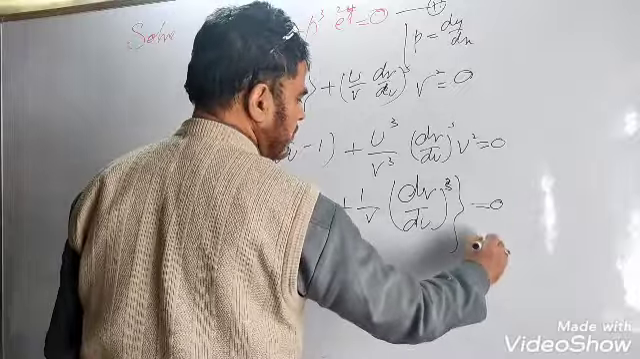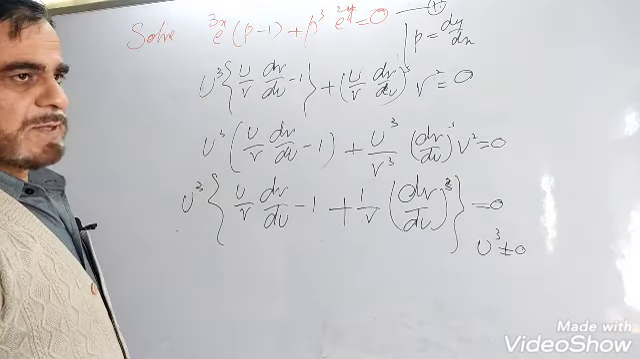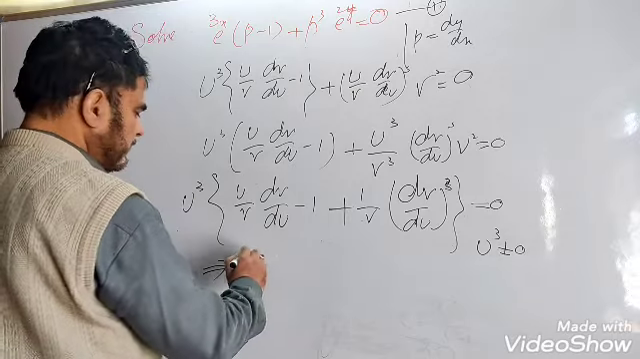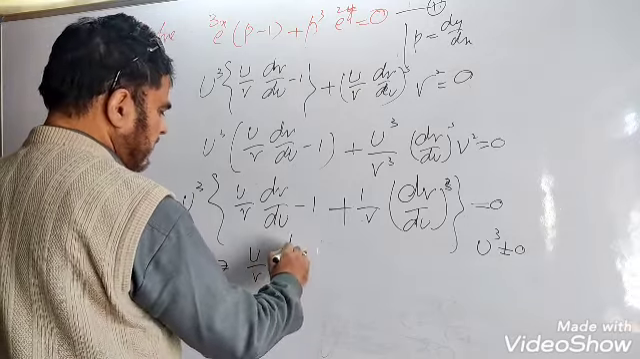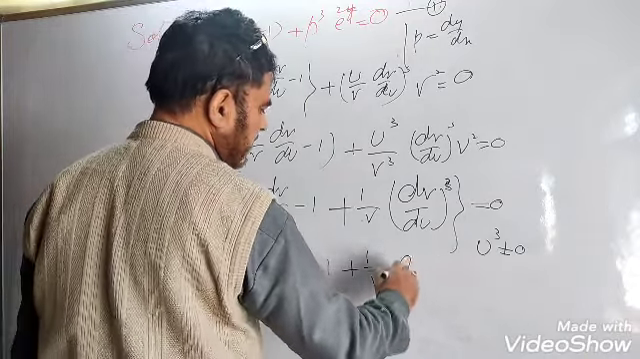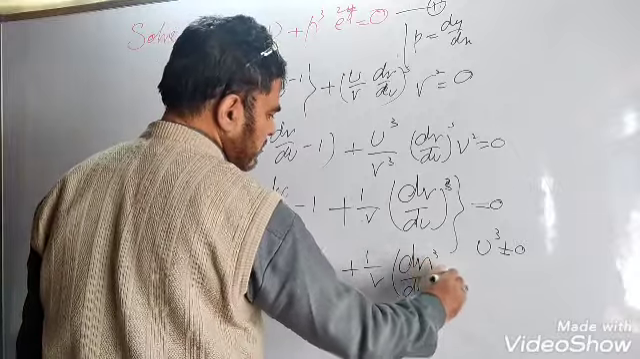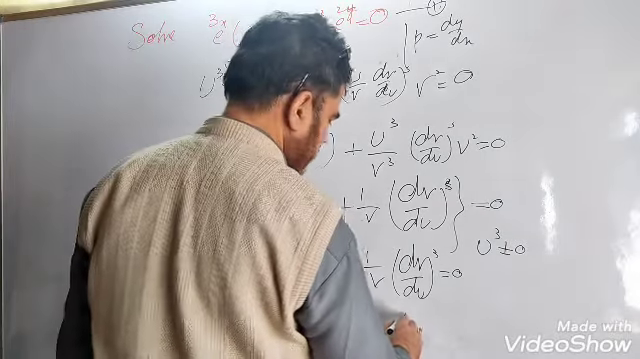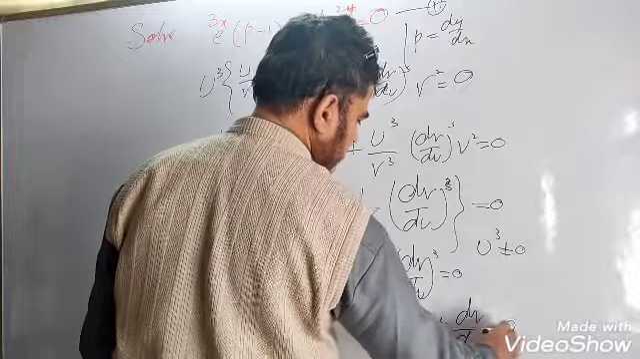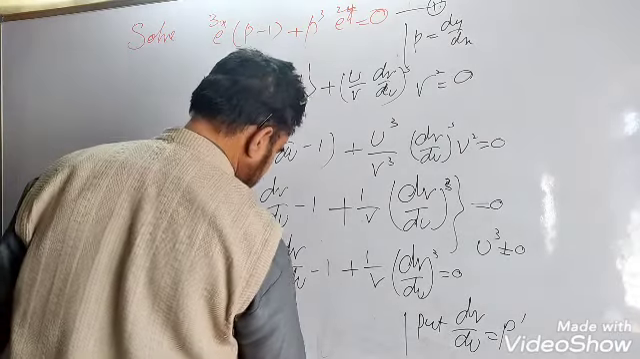Equal to 0, but u cube is not equal to 0, because u is our e raised power x, which is not 0. This gives u by v dv by du minus 1 plus 1 by v dv by du whole cube is equal to 0. Let us put dv by du is equal to say p dash. When we put this p dash, let us see whether it can get converted into Clairaut's form or not.